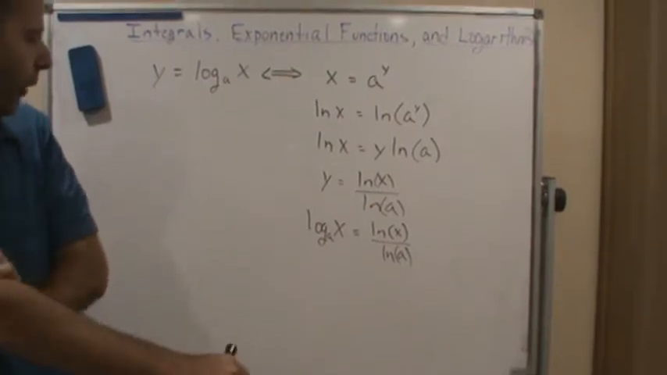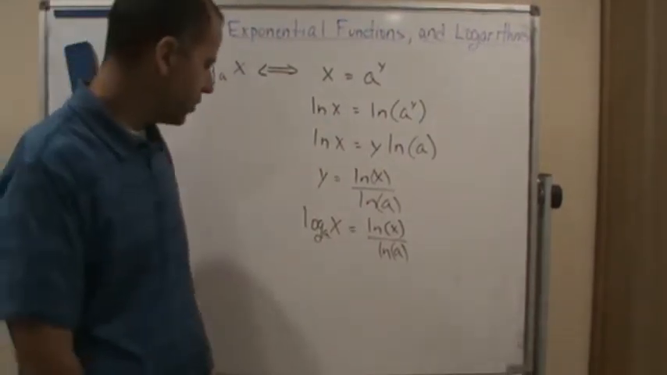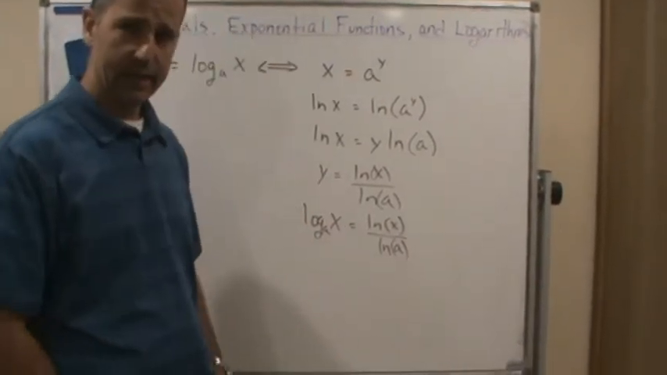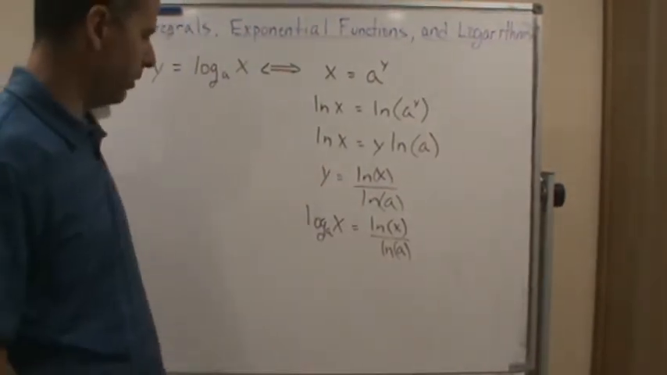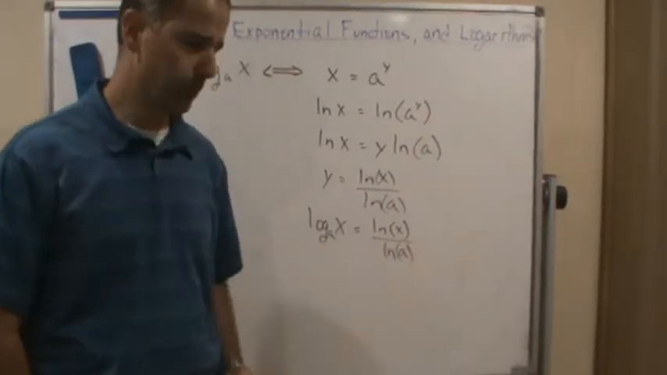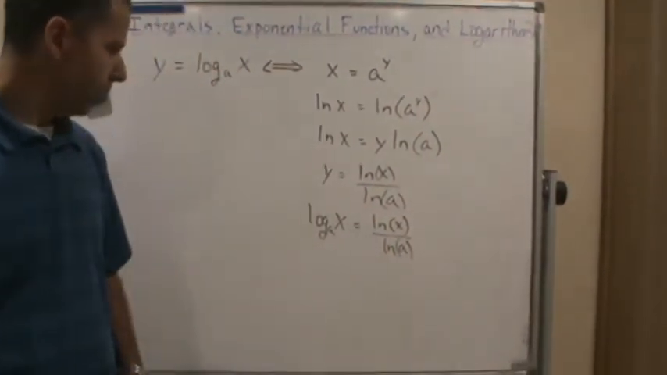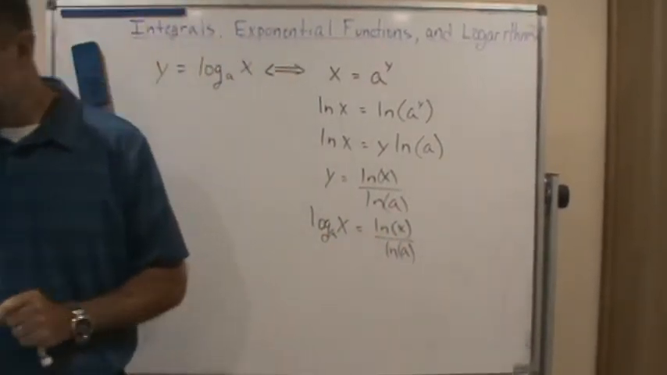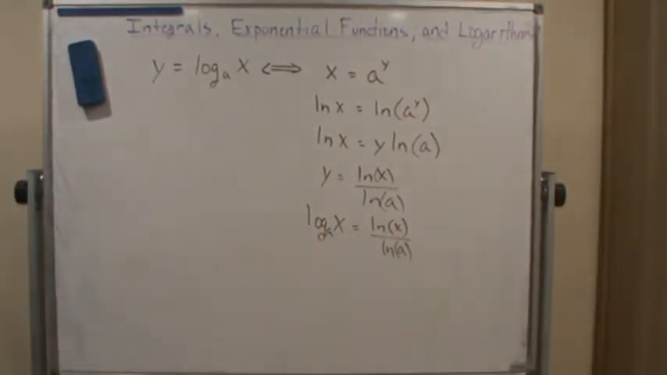So, what does this show? Well, what this shows is that all log functions are basically a constant multiple of each other. This natural log of a is just a constant, so these are just multiples of each other. So that means we can find a differentiation formula for a logarithm with a base a.